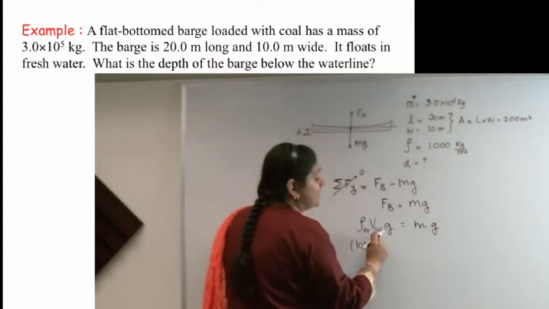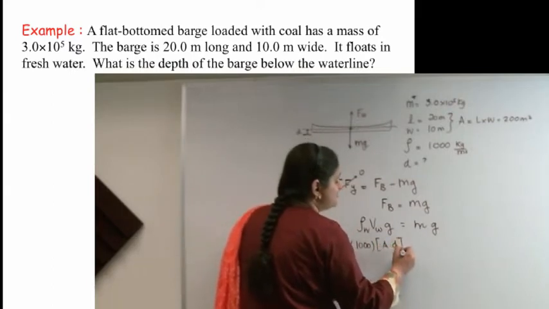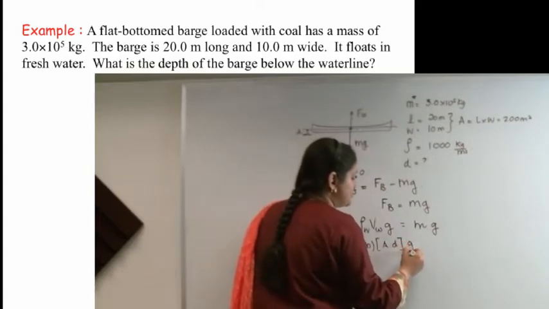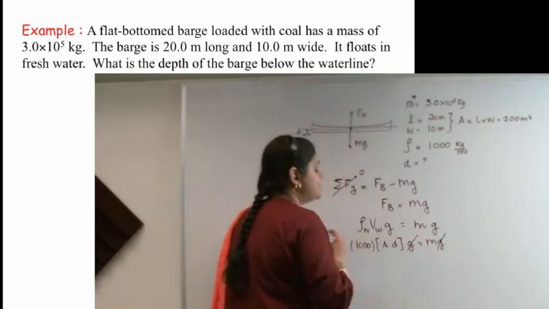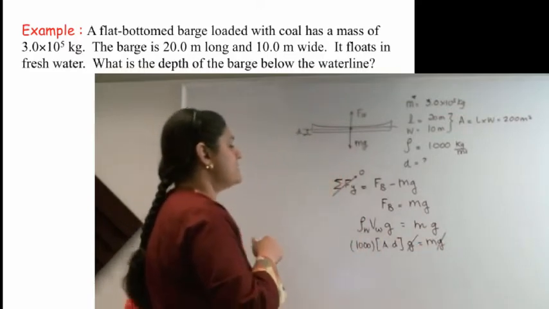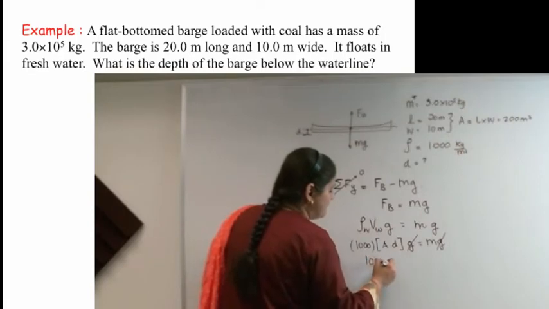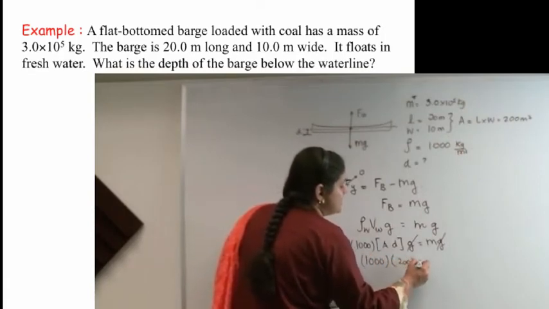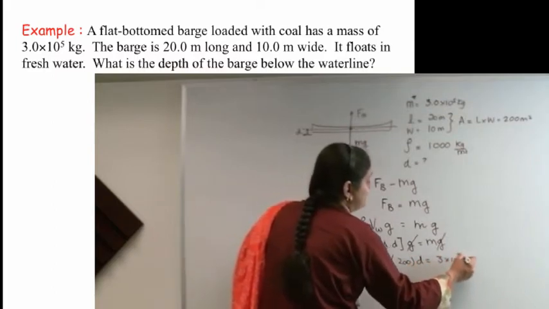V is the volume of the water that is displaced. So this is going to be the area times d. This is what the water displaced is going to be. G equals mg, G goes away. Mass is given. Area I just calculated. So this is going to be 1,000 times the area, which is 200, times d, is the mass that's given, 10 to the power 5 kilograms.